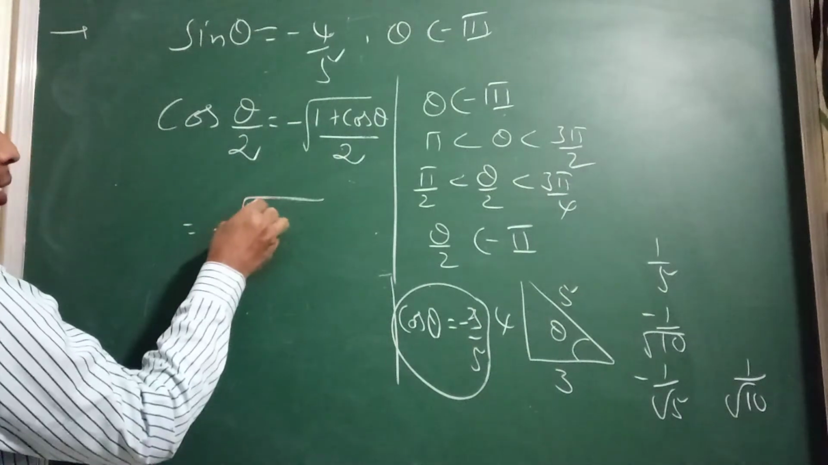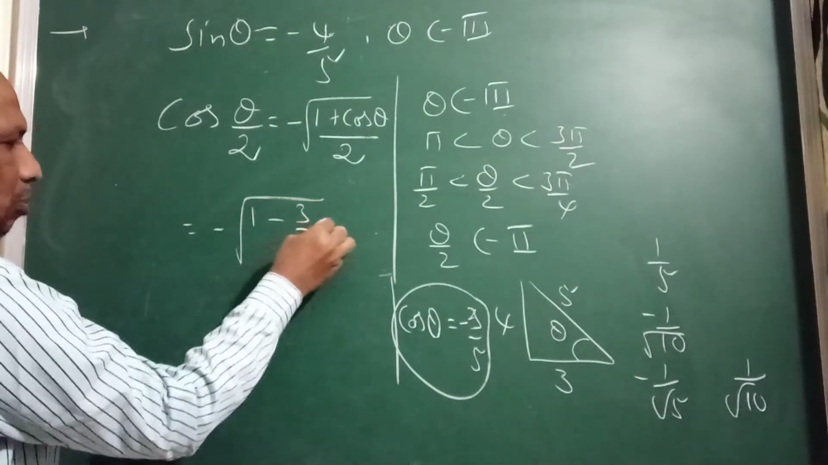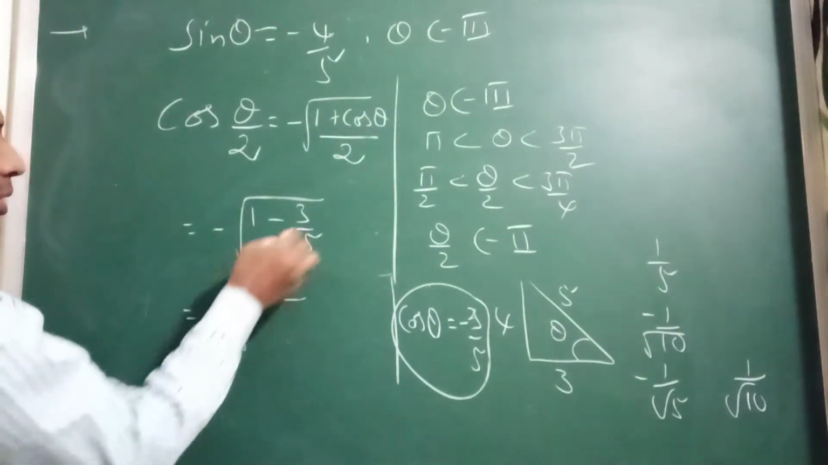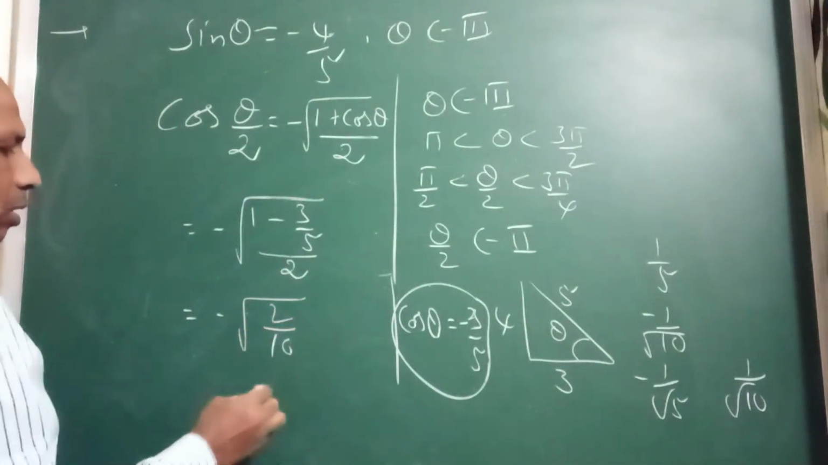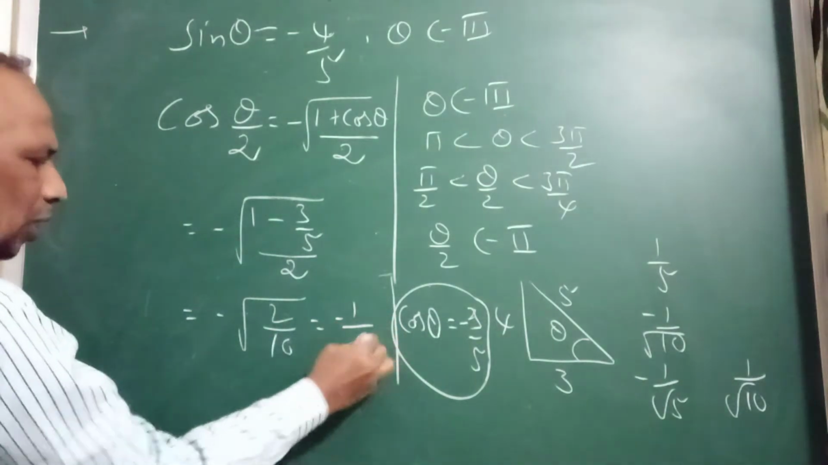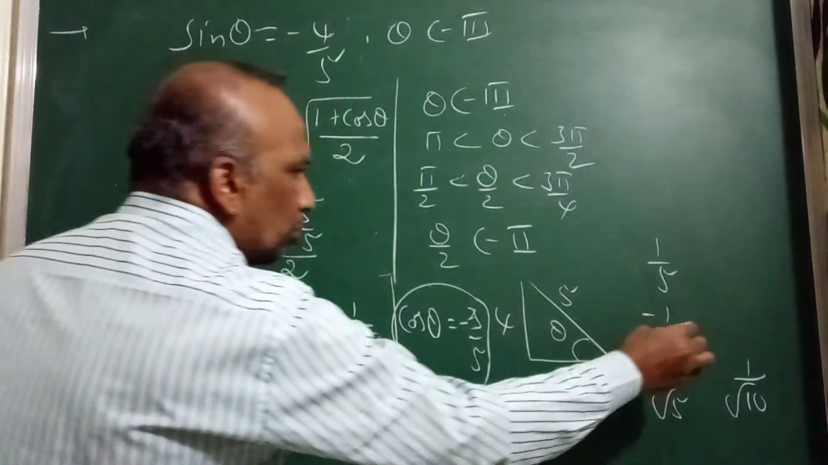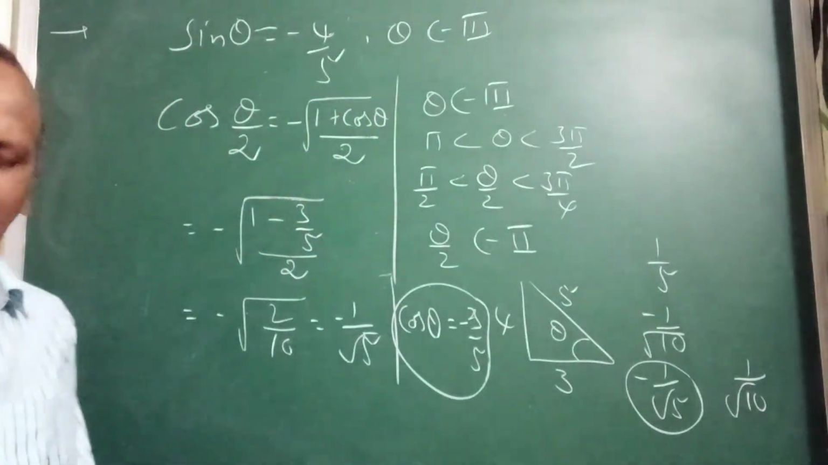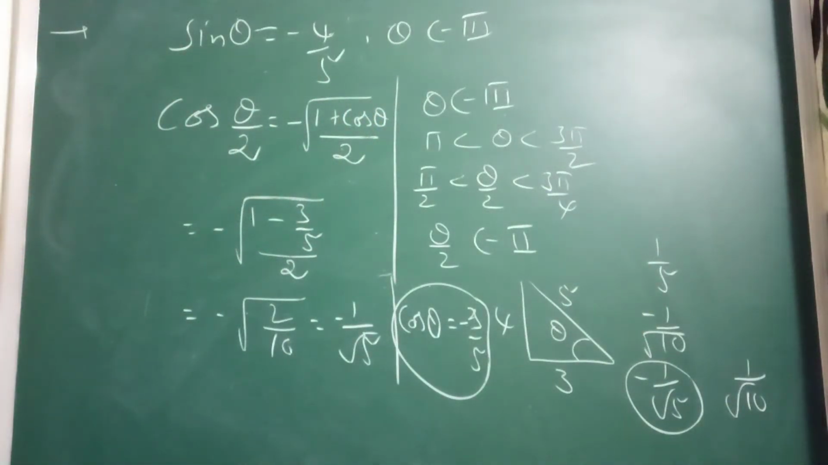I can substitute here 1 minus 3 by 5, by 2. Minus, you will get 5 minus 3, 2 by 10. So minus 1 by root 5. Your answer is minus 1 by root 5. That will be your answer: minus 1 by root 5.